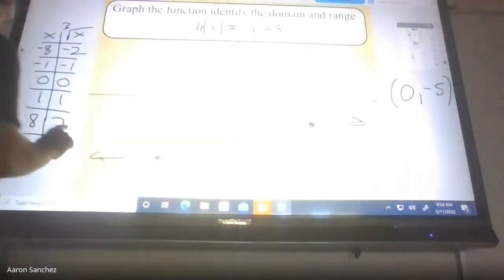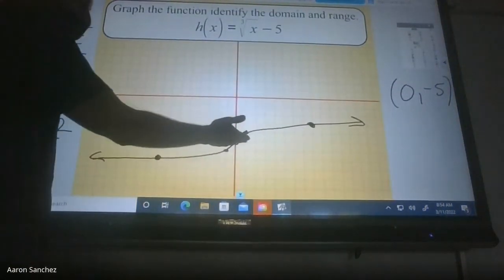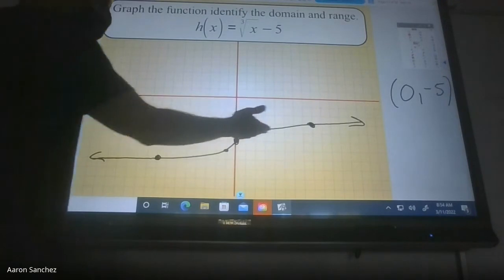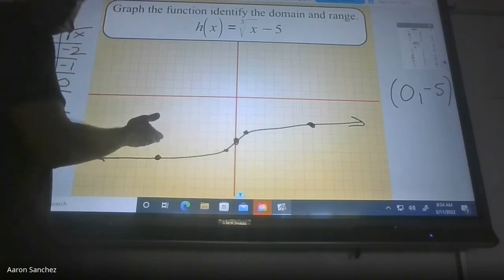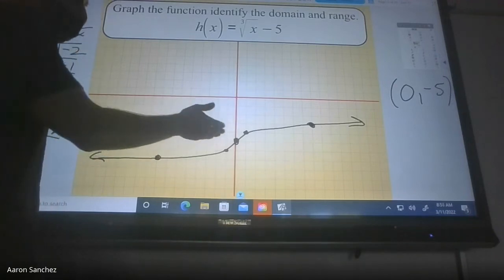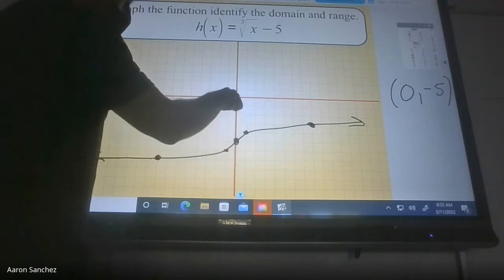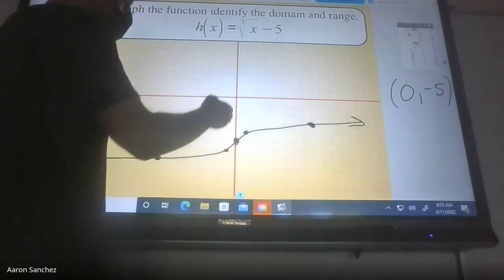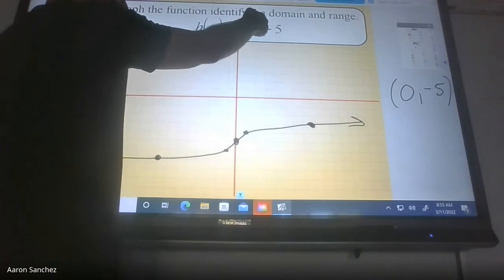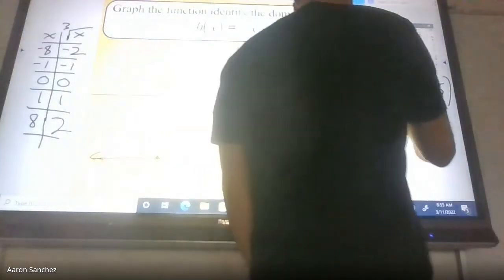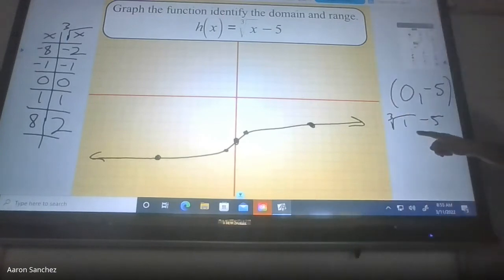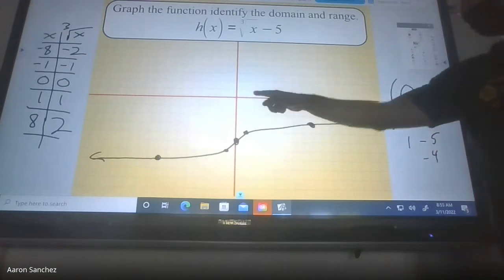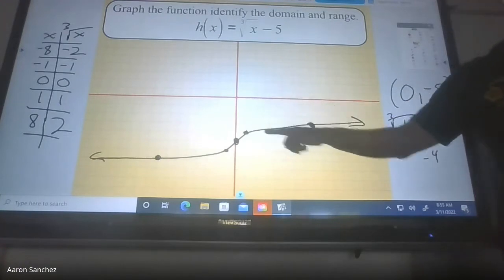Two. And that's where I get these, right? Positive 1, up 1. Cube root of 1 is 1. Positive 8, up 2. -1, -1, negative 8, cube root of negative 8, -2. From this direction, if you want to do these points, you plug in 0, right? You go cube root of 0, 0 minus 5 is minus 5. If I plug in 1, what you're doing is cube root of 1 minus 5. Cube root of 1 is 1 minus 5 is negative 4. So do I go down negative 4? 1, 2, 3, 4, right? That's how you get that point right there.